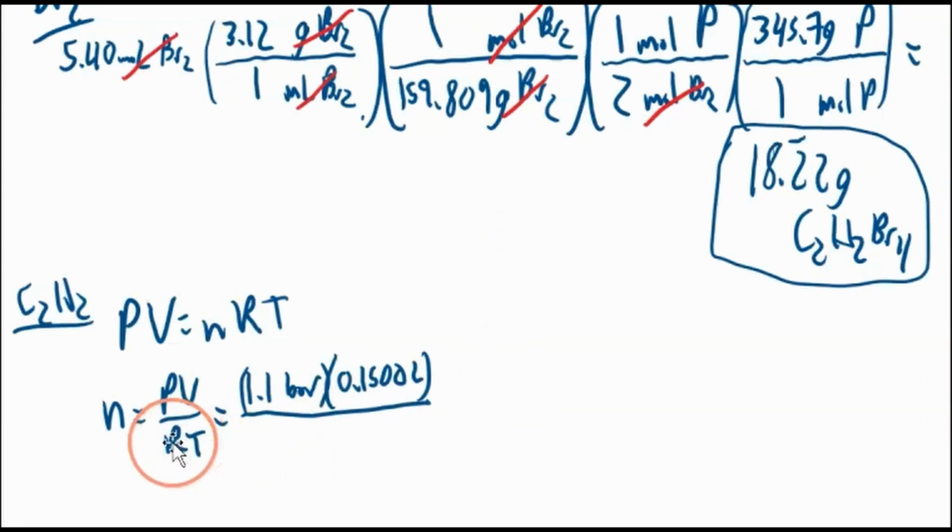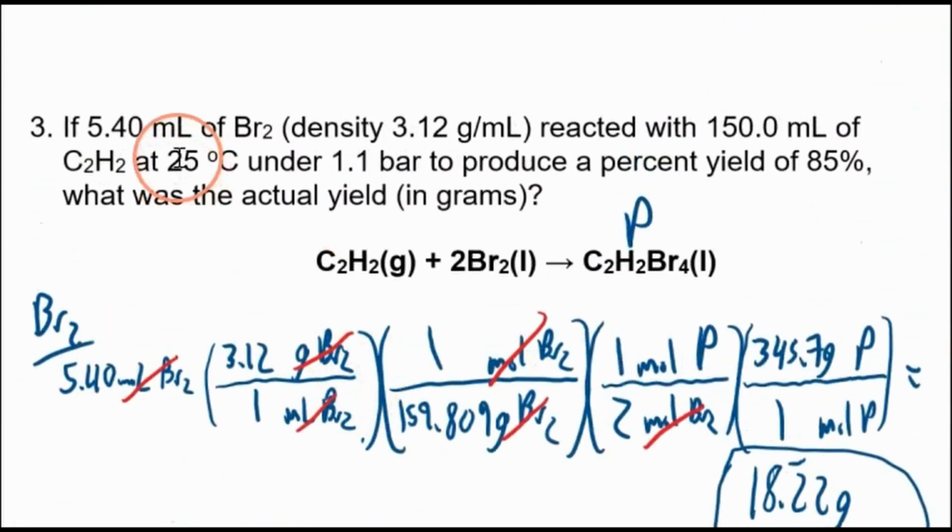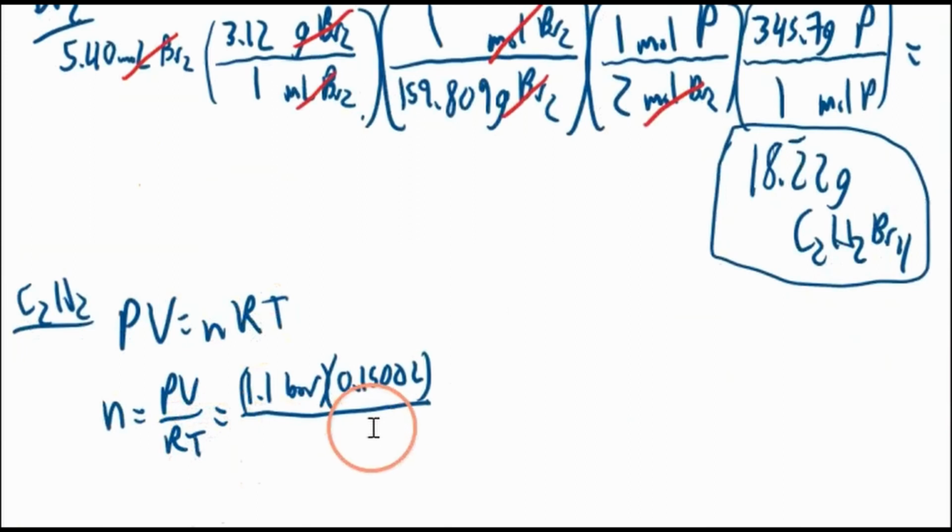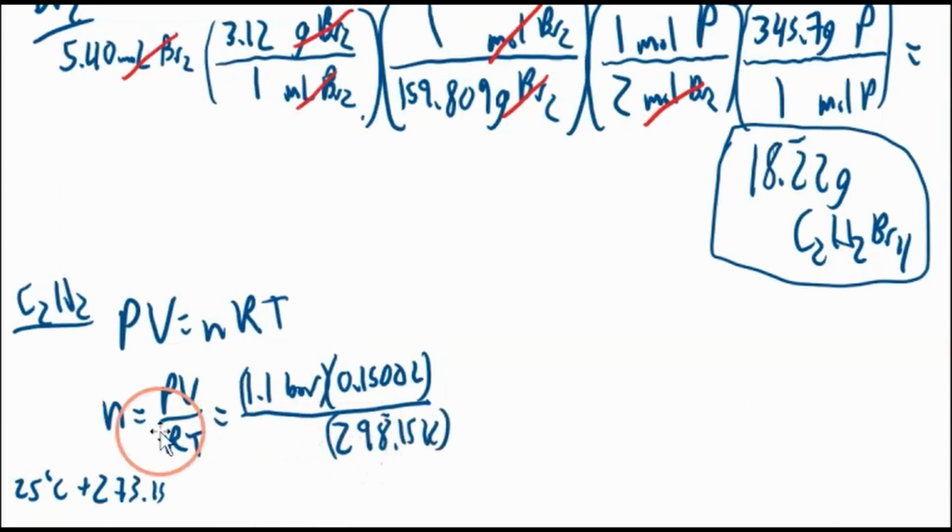Now, R is our gas constant. I'll do the R last because our units have to be in moles. The temperature is 25 degrees Celsius. Now we've got to put that in Kelvin, so we add 273.15, which gives 298.15 Kelvin. The R we use has to cancel out bars, liters, Kelvin, and moles here. So we will use the one that is 8.314 liter bar per mole Kelvin.